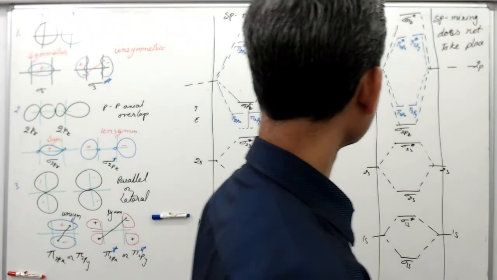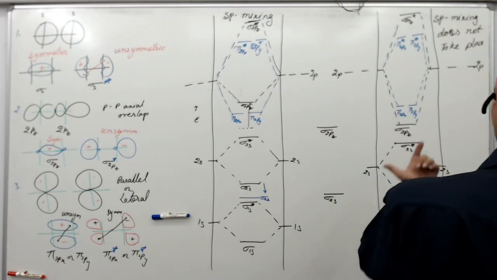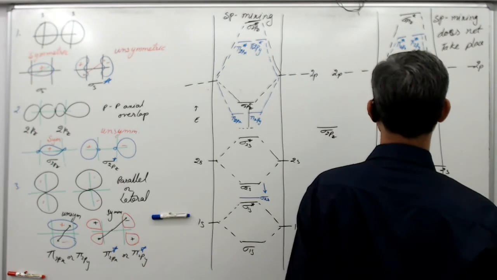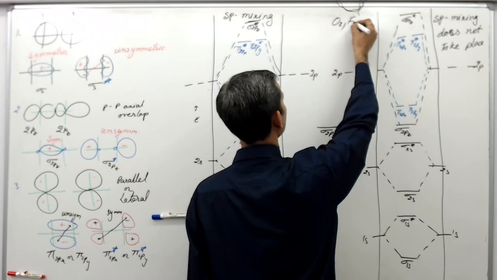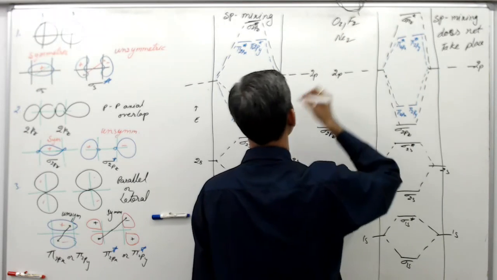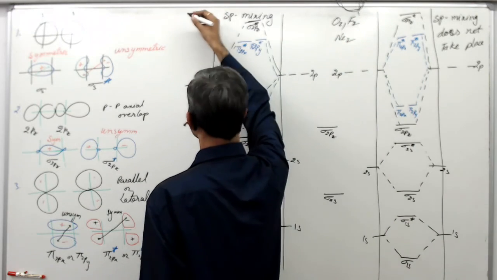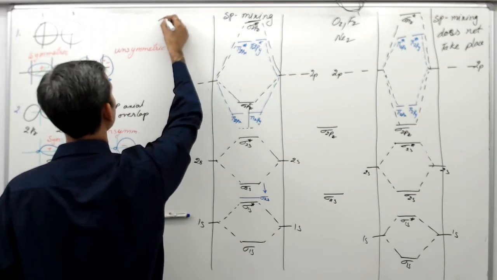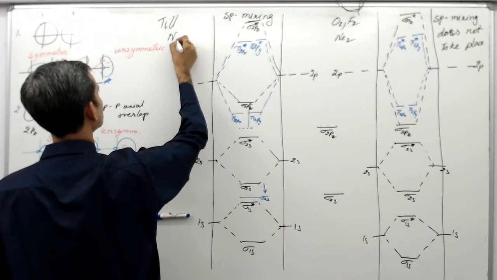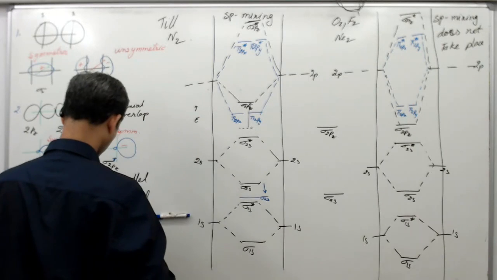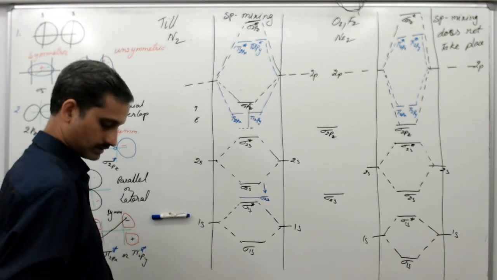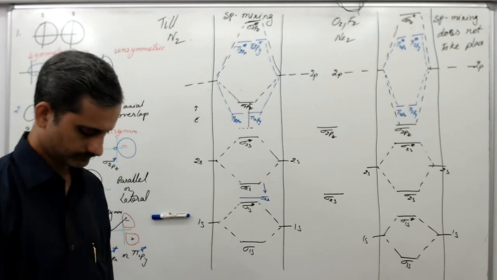So what we find is that the sigma has a lower energy and pi has the higher energy. So this is the diagram for O2, F2, Ne2. Now this is the diagram till nitrogen. Is that clear, Rohan? Yes, sir.